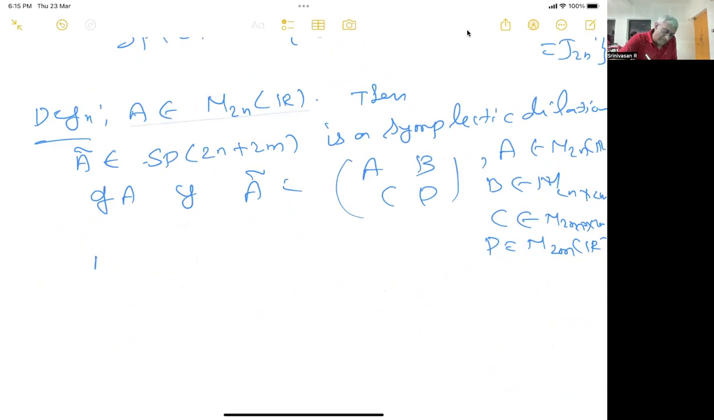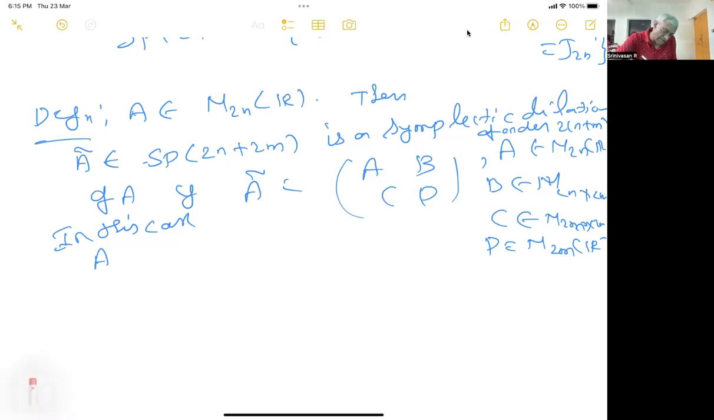And in particular, we say, in this case, this is a symplectic dilation of order 2n plus m. Okay, this is what is called the order 2n plus m. A tilde is a symplectic dilation of order 2n plus m of A. If A tilde has the matrix dimension, the Hilbert space where it is acting is of dimension 2(n plus m).